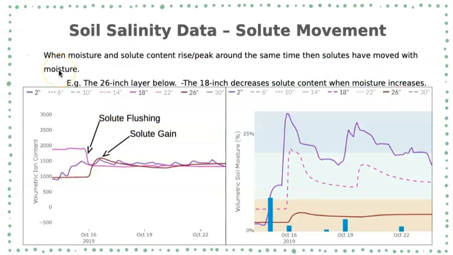There are times when solutes will move with moisture. You can see here at the 18-inch mark, you have what you would expect. The solute is flushing as the moisture increases here on the 16th. But at the 26-inch mark, the solutes are increasing with this rain event.